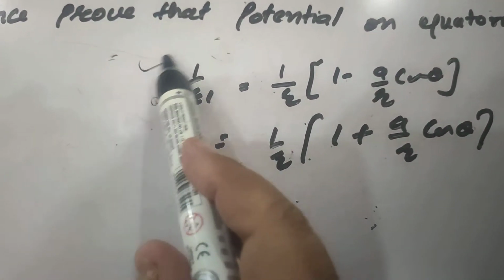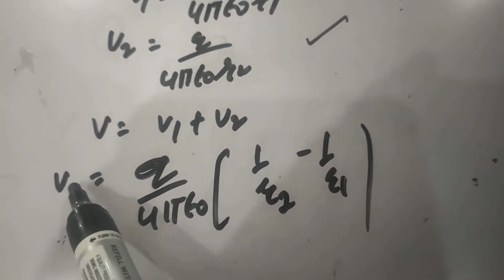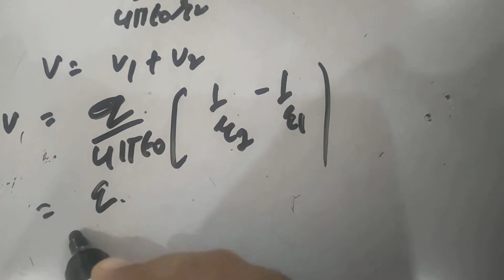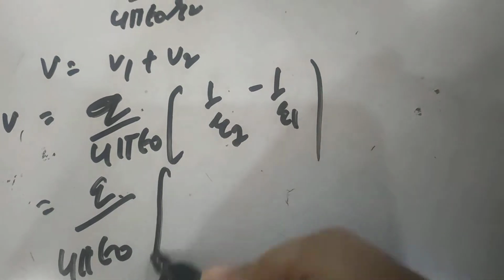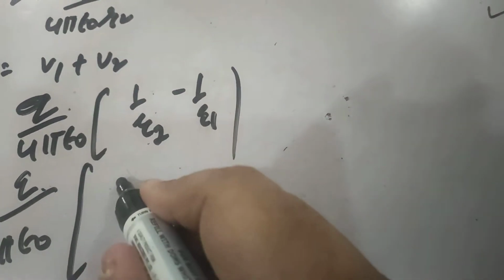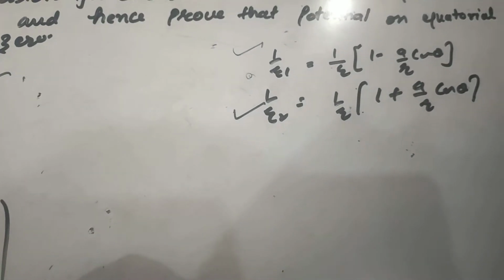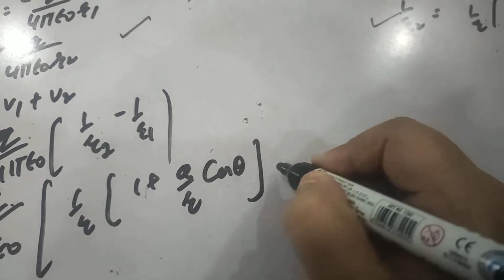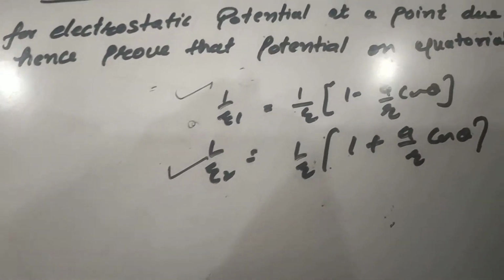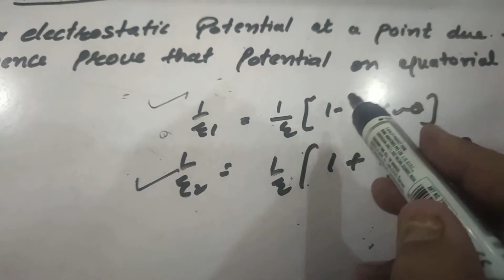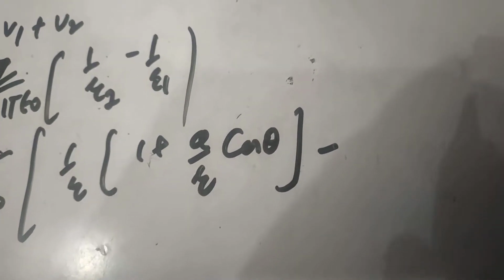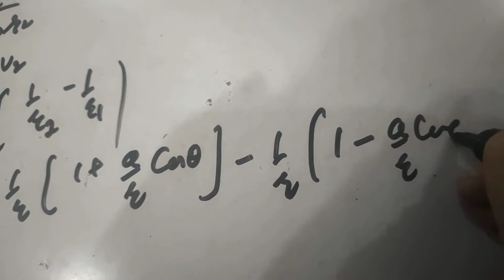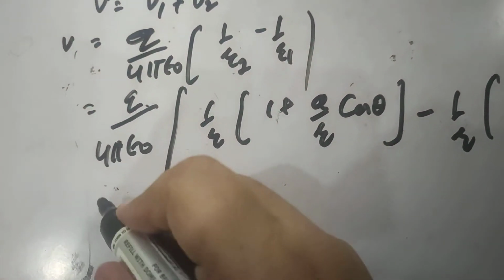Now putting these values of 1 by r1 and 1 by r2 in the expression, v is equal to q upon 4 pi epsilon naught (1 by r2 minus 1 by r1). So putting this, q upon 4 pi epsilon naught, 1 by r2 is 1 by r (1 plus a by r cos theta), and minus 1 by r1, you can see here, 1 by r (1 minus a by r cos theta), and whole bracket closed.